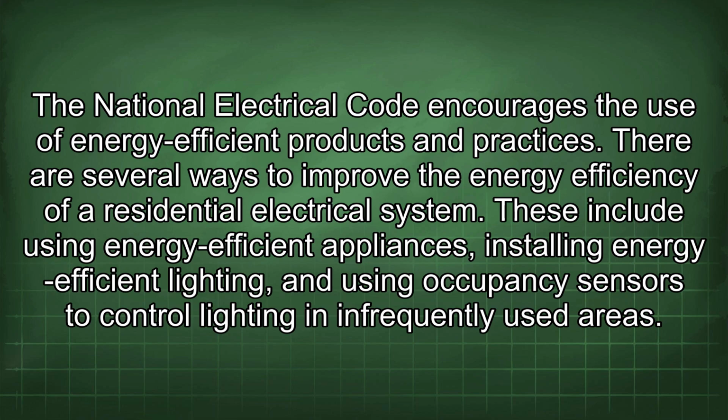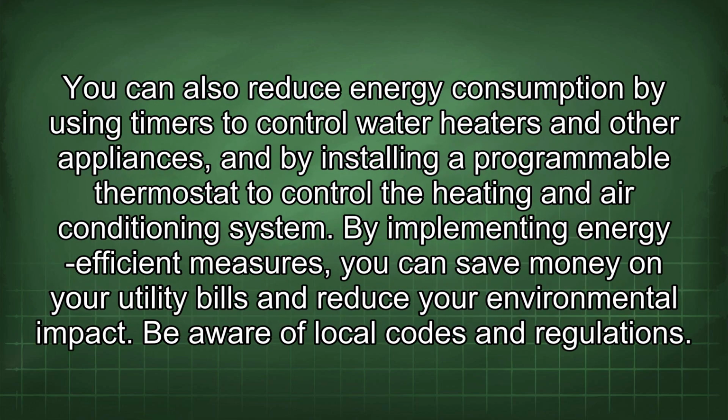There are several ways to improve the energy efficiency of a residential electrical system. These include using energy-efficient appliances, installing energy-efficient lighting, and using occupancy sensors to control lighting in infrequently used areas. You can also reduce energy consumption by using timers to control water heaters and other appliances, and by installing a programmable thermostat to control the heating and air conditioning system. By implementing energy-efficient measures, you can save money on your utility bills and reduce your environmental impact.